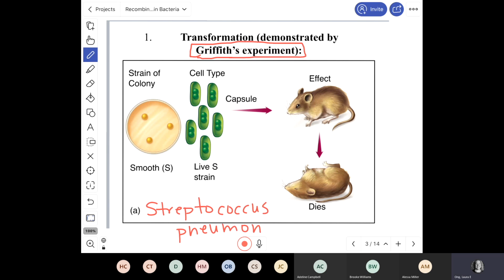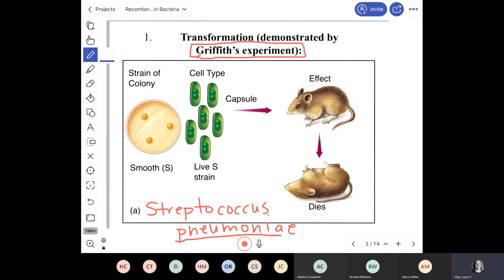And this is a spelling and a strain that we will talk about in more detail in lab next week. But it's Streptococcus pneumoniae, and you can probably guess from the name that it causes pneumonia. It causes pneumonia in people, and it also causes pneumonia in mice.